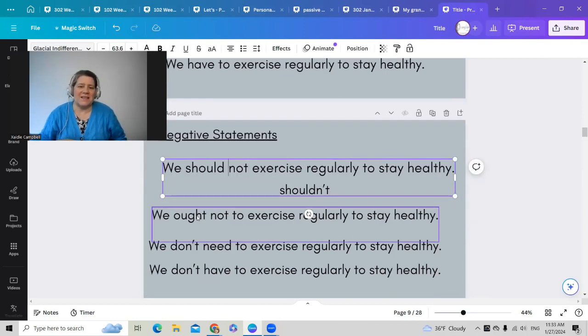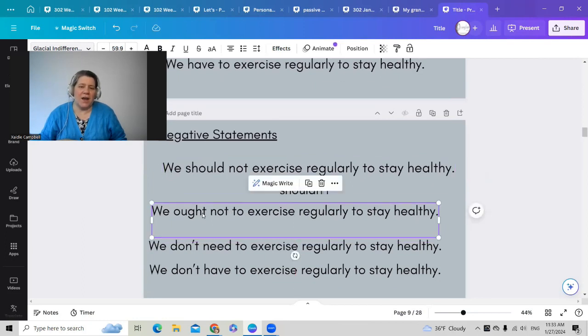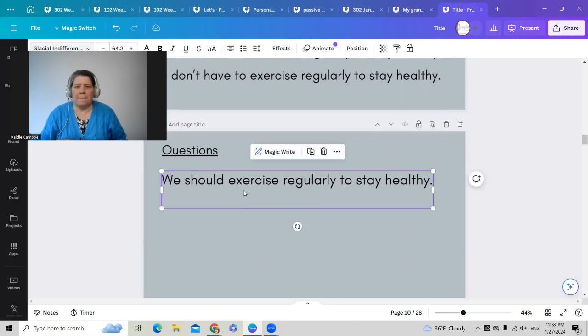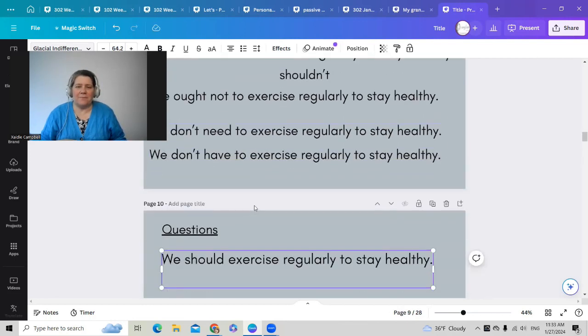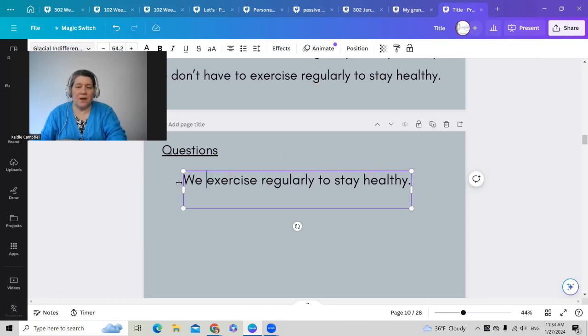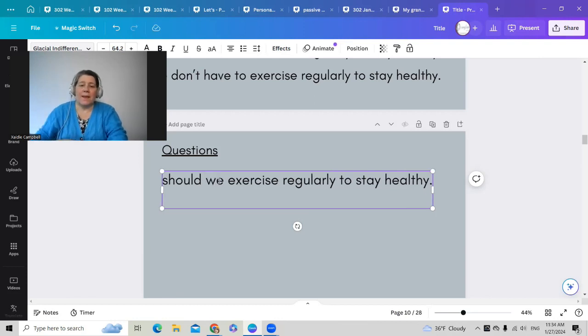Okay, so because this is ought not, doesn't use the do, a lot of people will say, well, that means that it's already the auxiliary, which is true. Therefore, it must be the modal. However, I would argue it's not the modal because it still takes an infinitive after it rather than the base verb. And then we have the question. And in the question, we take the modal, we put it in the front. Should we exercise daily? Okay.